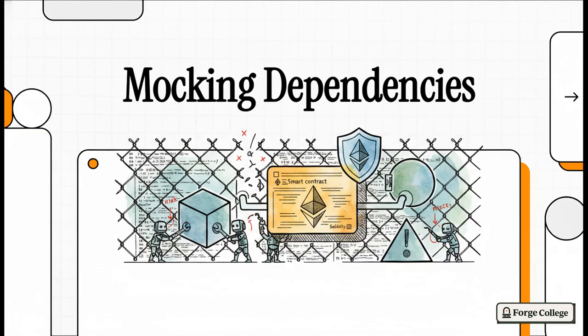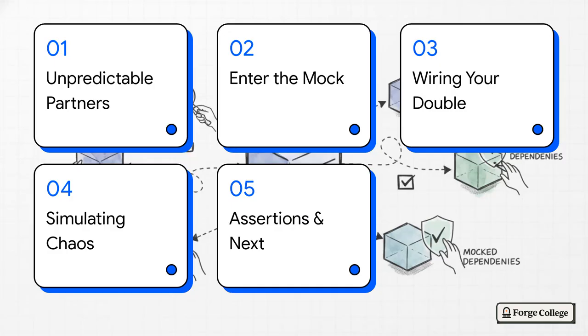But here's the thing, just knowing where the risks are, that's really only half the battle. Today, we actually have to test those dangerous interactions, and we need to do it without completely losing our minds in the process. So we're going to learn how to mock contract dependencies to build tests that are basically rock solid. So here is our game plan for today.